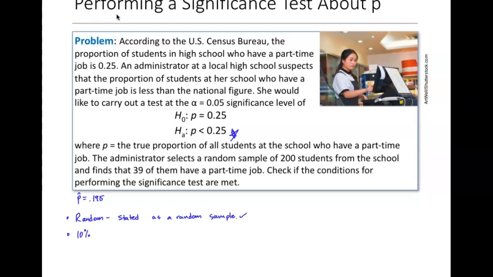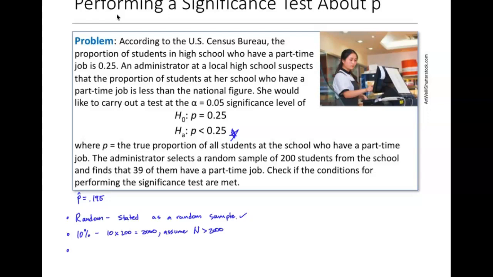10%. For this one, just multiply your sample size by 10. So 10 times 200 is 2,000. And it doesn't say anything about the population of the school, but we'll just assume the school's population, you can refer to any population of interest, as capital N is greater than 2,000, which would not be true of every high school, but many large high schools are more than 2,000 kids.